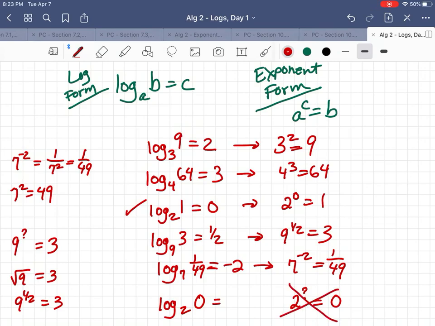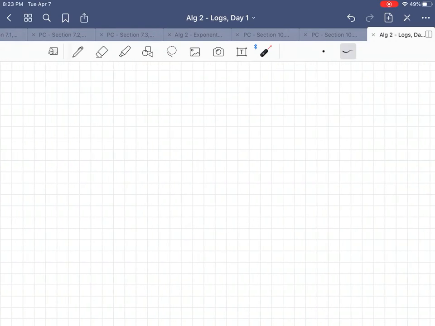There is no such thing. So you cannot do the log of 0, all right? You cannot have a 0 in this spot right here, okay? All right, so let's go backwards a little bit. So let's go from exponent form back to log form.